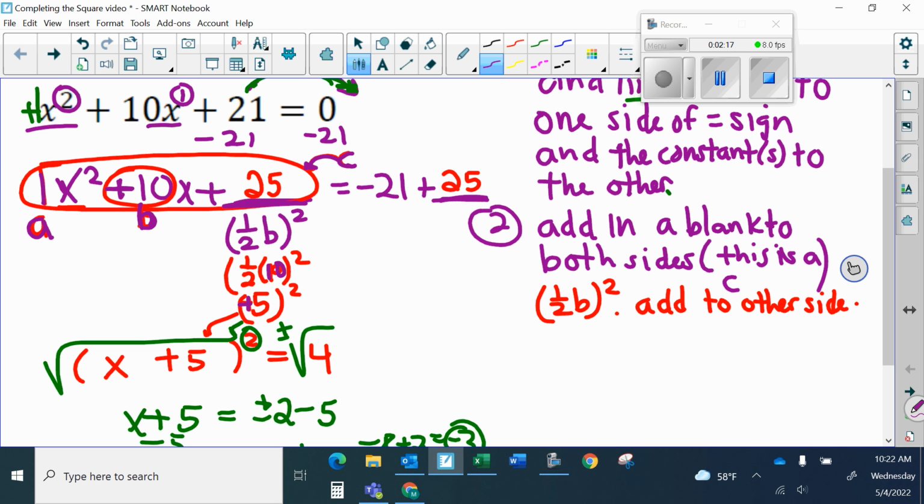5 squared is 25. That's why you see a 25 here, and why you see a 25 over here. Whatever I do to one side, I must do to the other side. That's why I had the two blanks in there. I'm adding numbers, I can't change the equation. So if I'm adding 25 to the left, I must add 25 to the right, so it stays equal. Okay, you've seen this over and over.